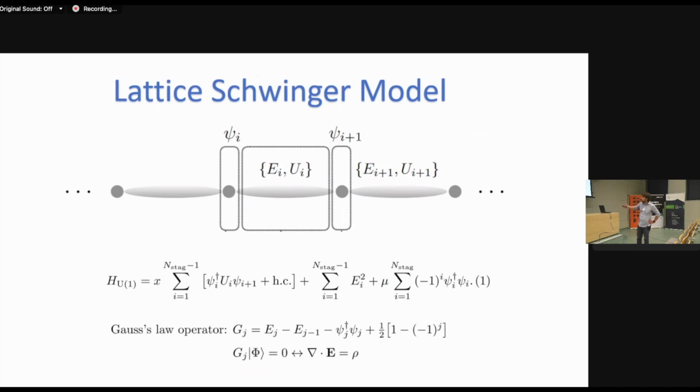So this is then represented by this operator, and all the physical states have to be annihilated by this Gauss law operator. So this is the local symmetry which we have in this model.